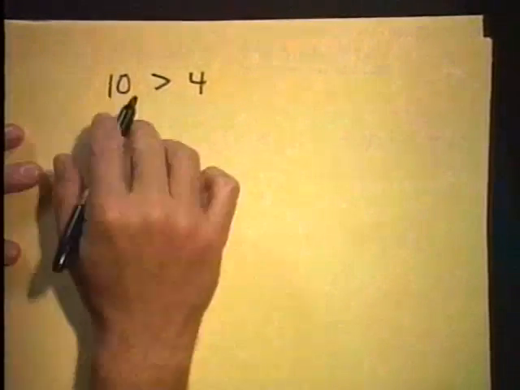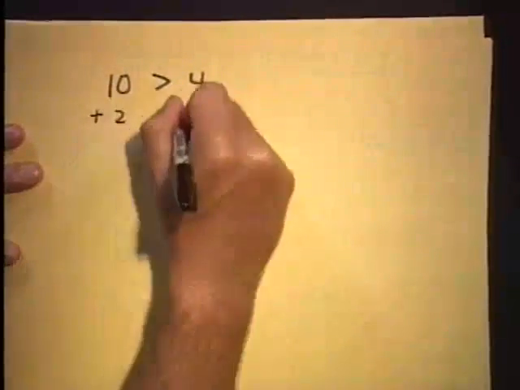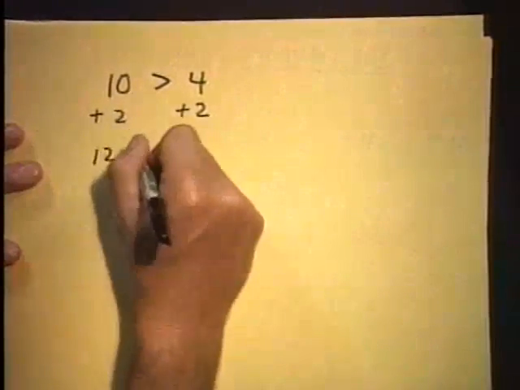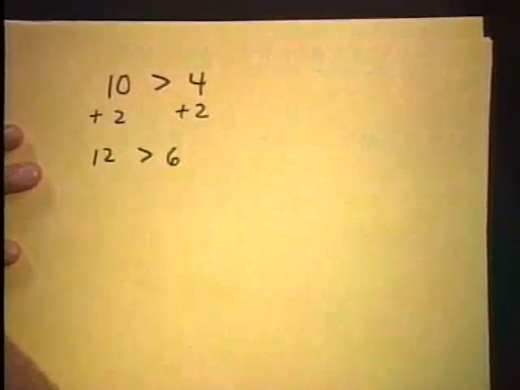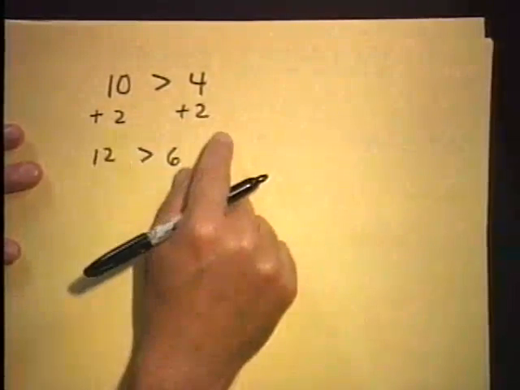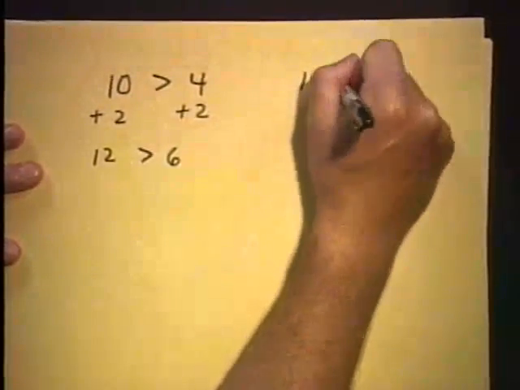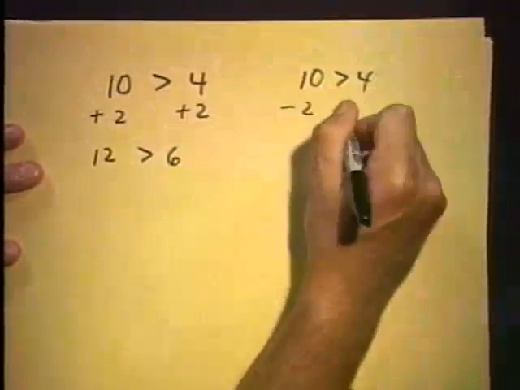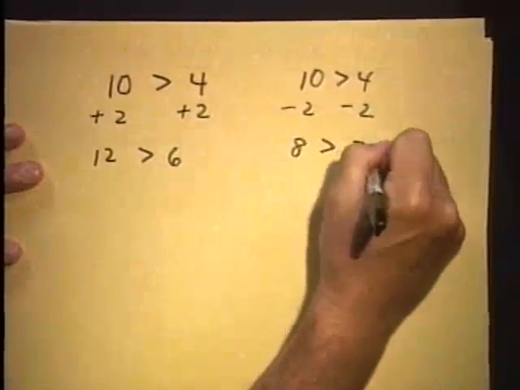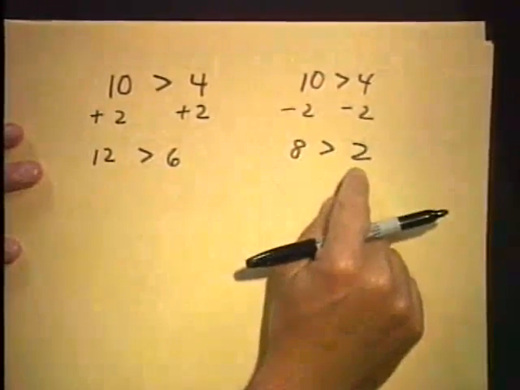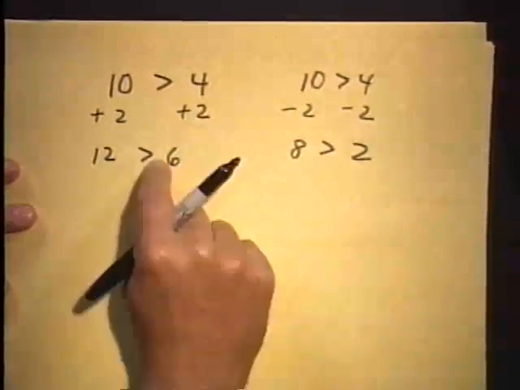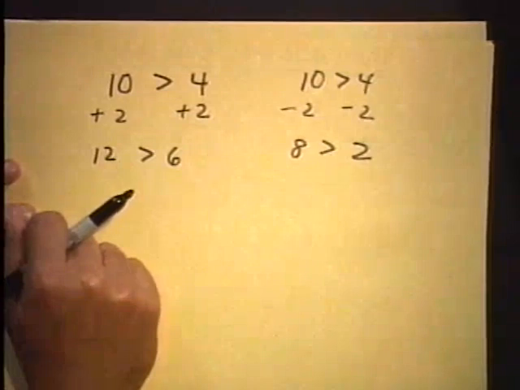All right? Now, if I add 2 to both sides of this inequality, is it still true? Certainly. 12 is greater than 6. It is still true, and by the way, this is called the addition property of inequalities. So there are properties for these as well. If I take 10 is greater than 4 and subtract 2 from both sides, is it still true? Well, we get 8 is greater than 2. Yes, it's still true. So it appears that if I have a true inequality, adding and subtracting does not affect it. It still makes it true.